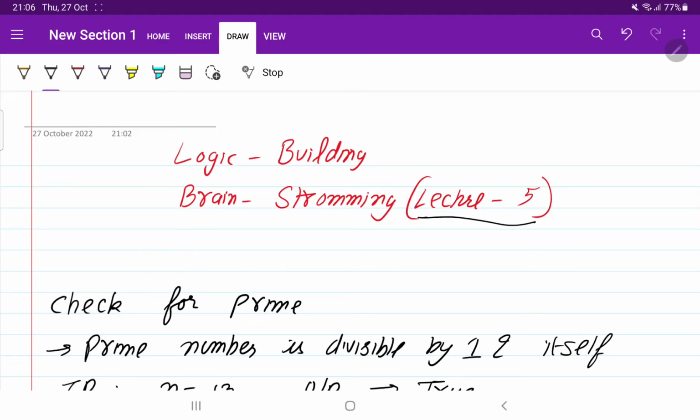In the previous lecture, we solved the problems of LCM and HCF. Now, in this session, we will try to do more brainstorming. Again, I am going to tell you, you just have to think for the logic.